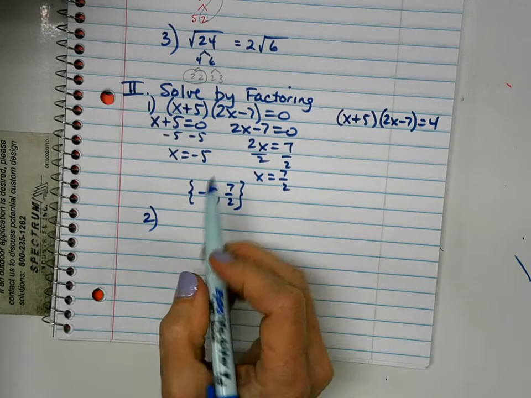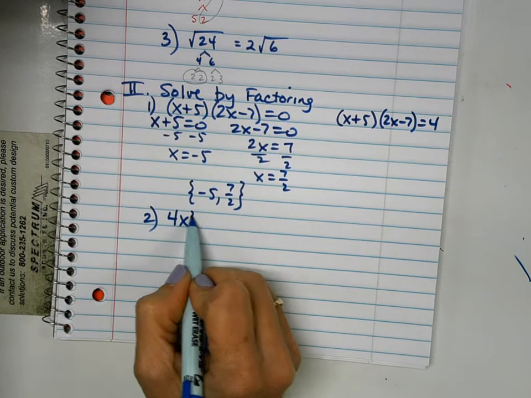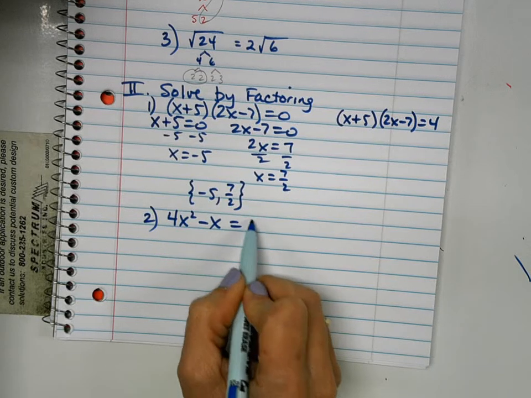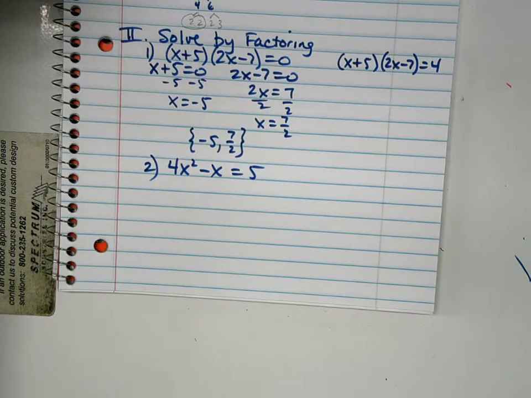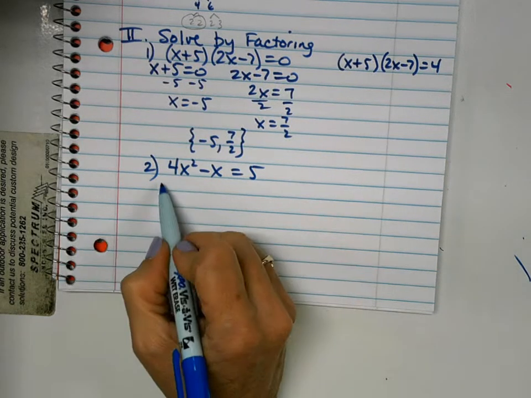All right, on this next one, 4x squared minus x equals 5. 4x squared minus x equals 5. Okay. I don't want it to ever equal 5. I don't want it to ever equal anything except 0. So I'm going to subtract that 5 over to the other side and make it equal 0.